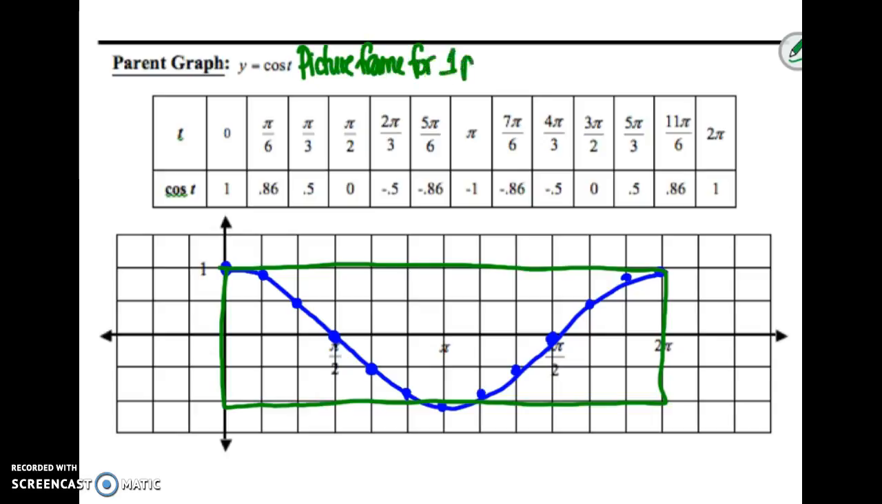So our picture frame for one period of y equals cosine t, our domain for our picture frame, or for one period, is going to be from 0 to 2 pi, and our range is going to be from negative 1 to 1. So same domain and same range as we had for the parent graph of sine t, but the shape is different.